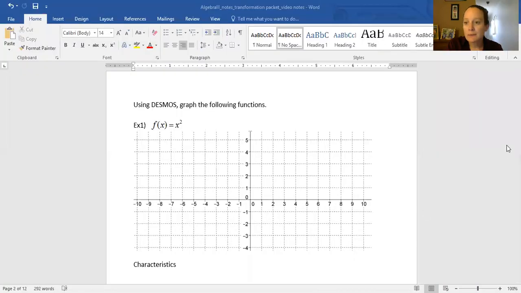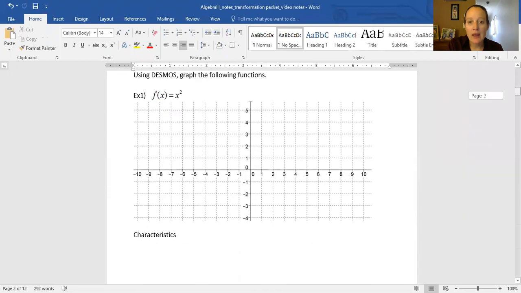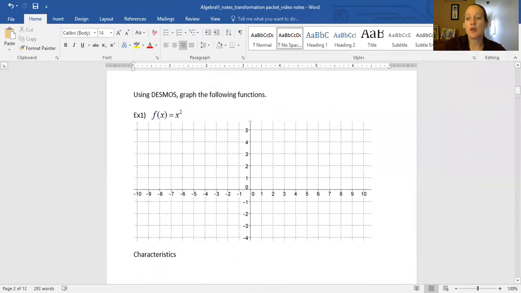All right, there we go. So you should be on the second page now. And one of the things that you have to know is you're going to have to know some pretty key characteristics. And you're going to have to be able to graph these with points. And so you're going to be using this thing called Desmos.